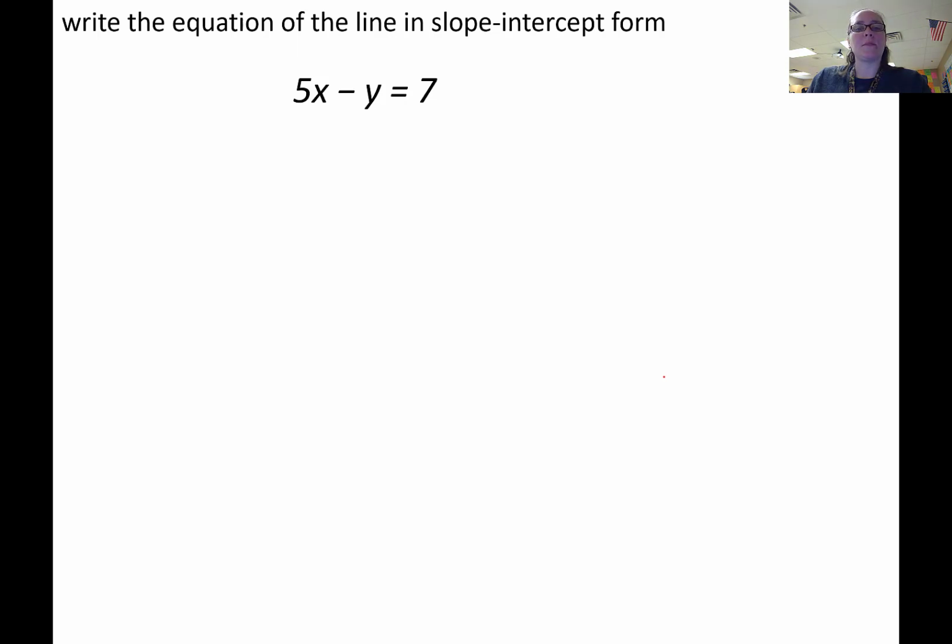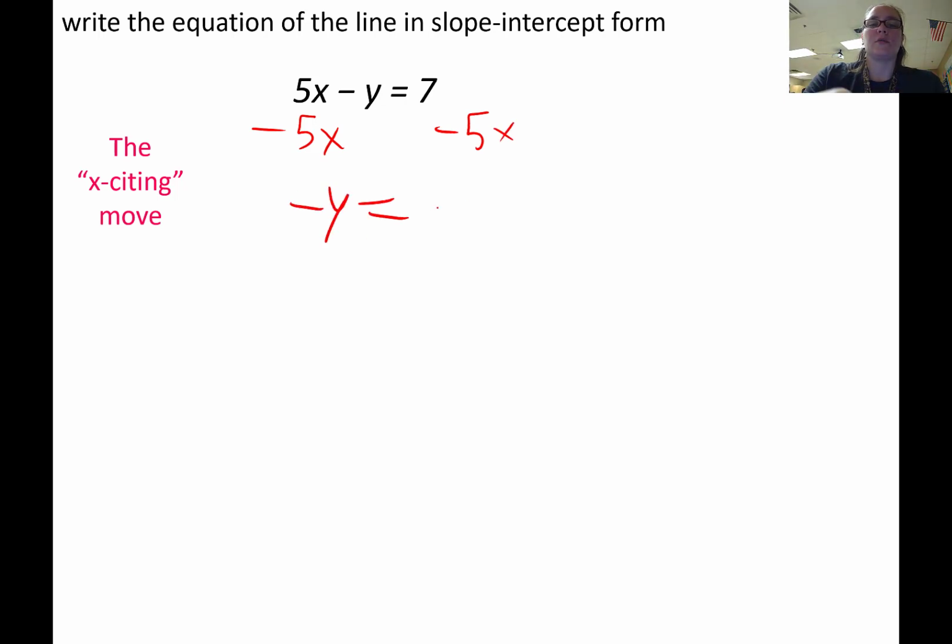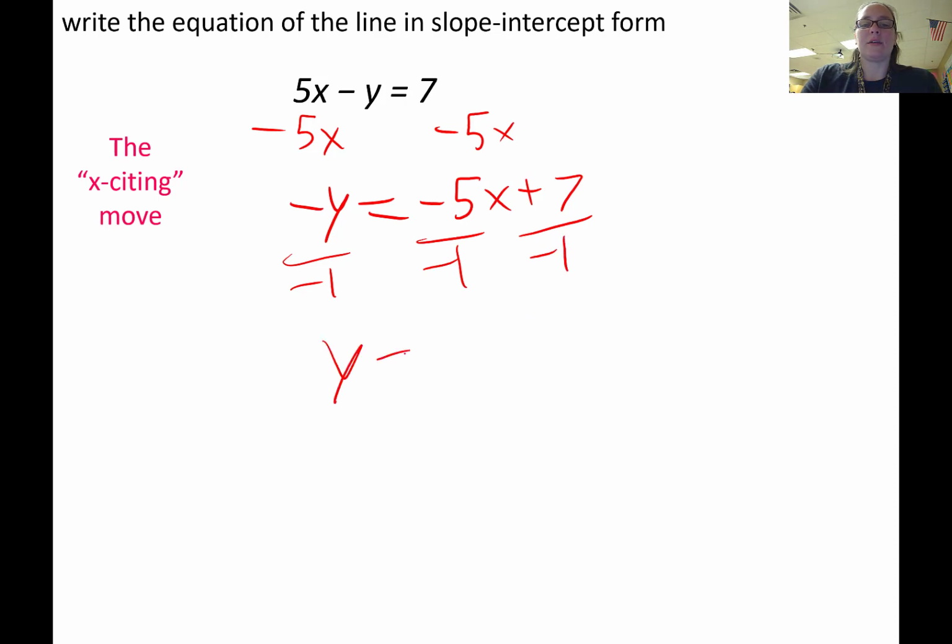All right, we'll look at another one here. I've got 5x minus y equals 7. So we're moving that x first, so subtract 5x. So we get negative y is equal to negative 5x plus 7. Now, we have this negative still with a y, so I need to divide by a negative 1. And I get y is equal to negative 5 divided by negative 1 is 5x minus, because 7 divided by negative 1 is negative 7.